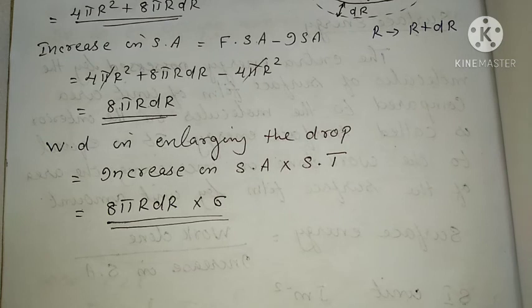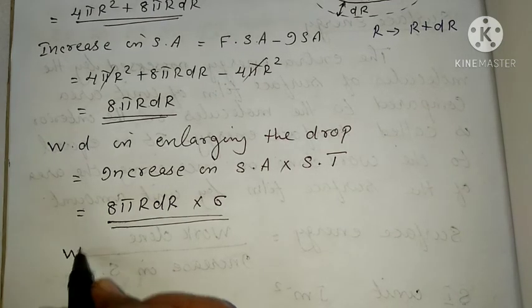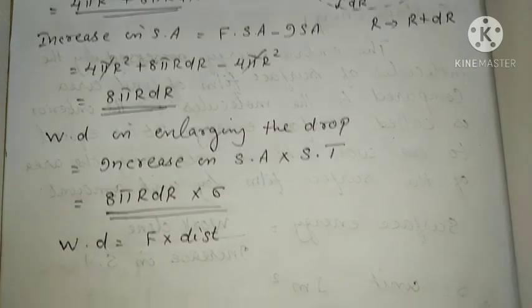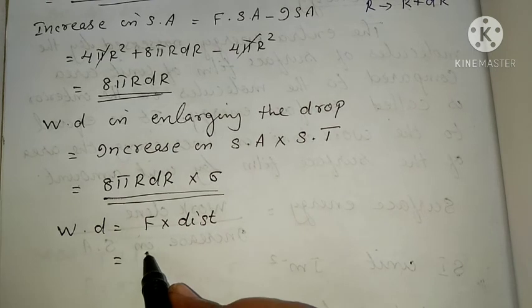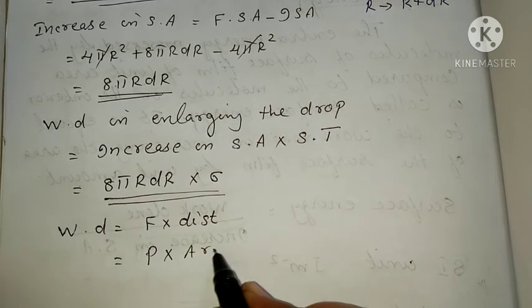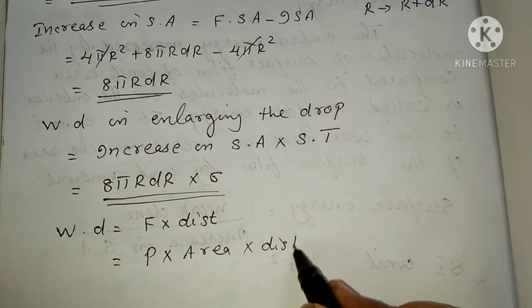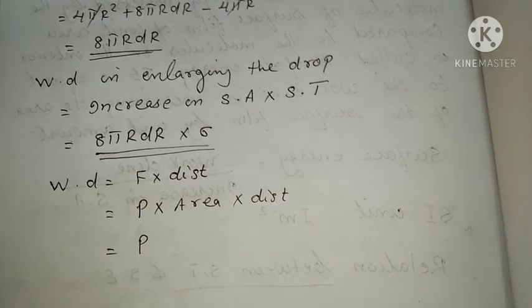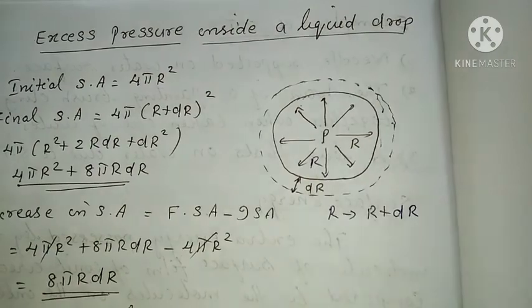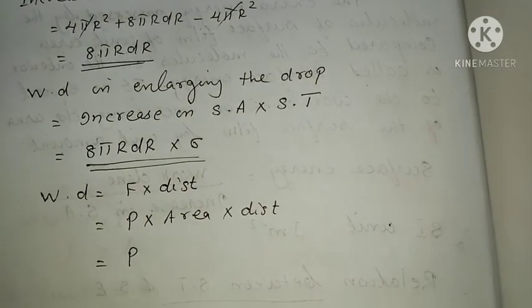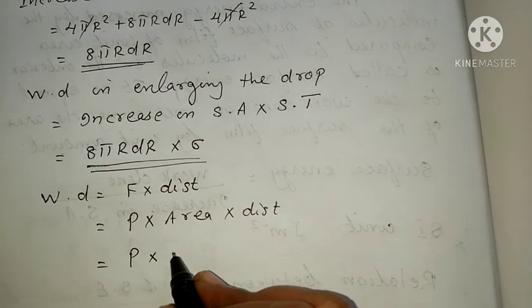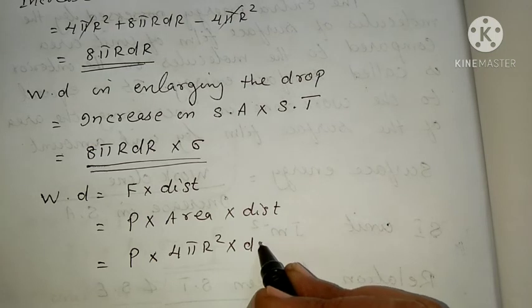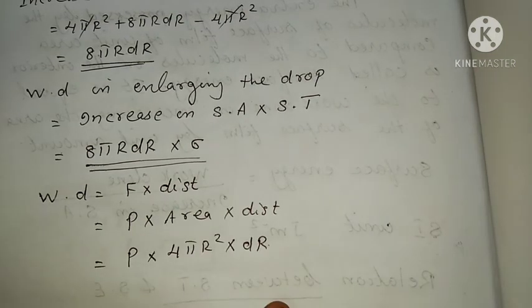Then we can find out the work done in terms of the pressure. That work done is equal to force into distance, the general formula. What is the force in terms of pressure? That is pressure into area into the distance. Clear? Pressure into area into distance. So, what is the pressure? P, that is the pressure inside the liquid drop. That pressure into what happens here? The area increases. So, that is the area, 4 pi r square, into the distance, that is dr. So, pressure into area into distance.